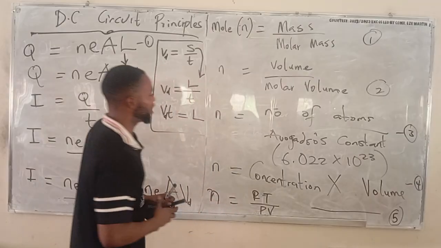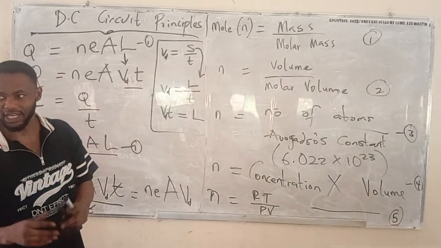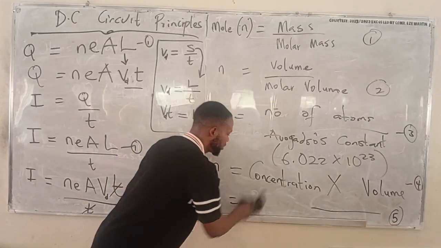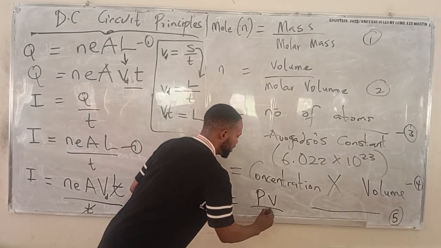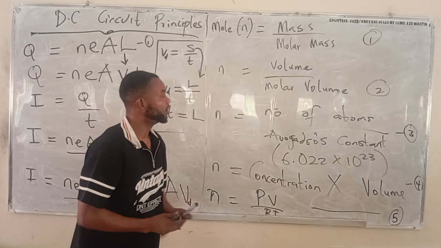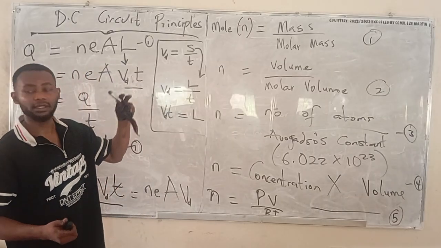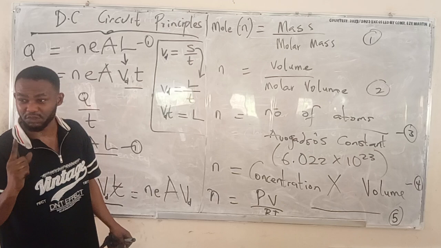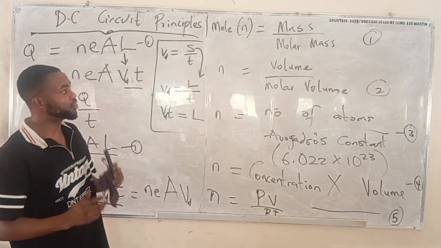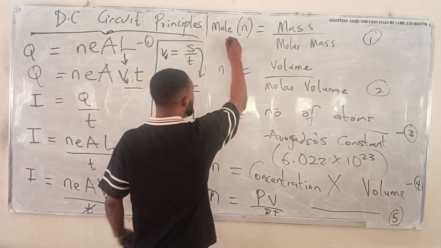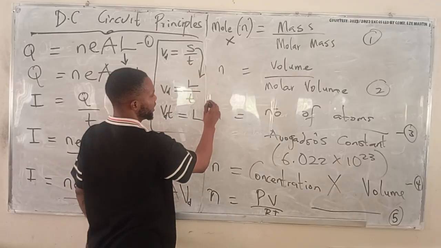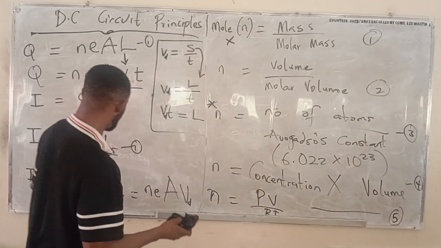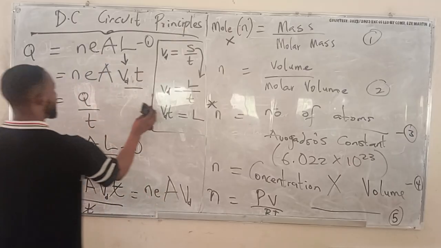Now that you know the five formulas of mole, whenever you are finding n and it was not given, they did not give you the n and you have to find it, what you must make use of is simply these two. This and this. And how do I do that?